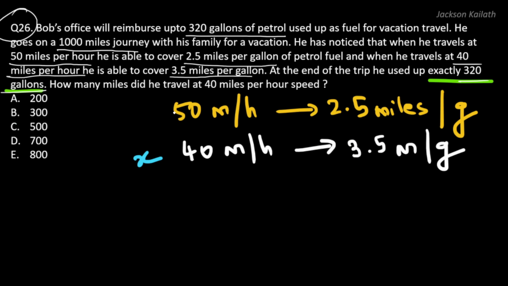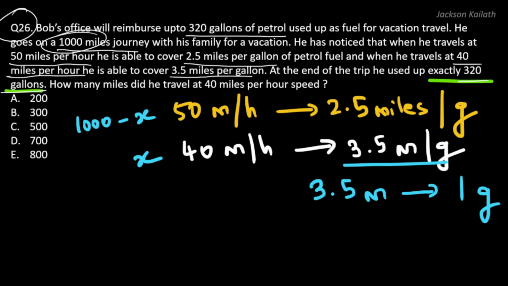Now, if this is X, then he would have traveled 1000 minus X miles at 50 miles per hour, because it's given that the total distance of the journey was 1000 miles. All right. Now let's take a look at this part over here. It's mentioned that at 40 miles per hour, he's able to travel 3.5 miles with 1 gallon of petrol fuel, right? Now, if this is the case, and over here we have said that he traveled X miles at 40 miles per hour, right?